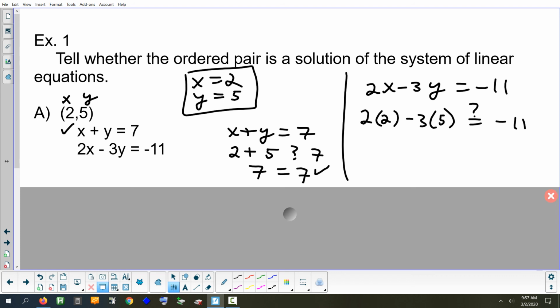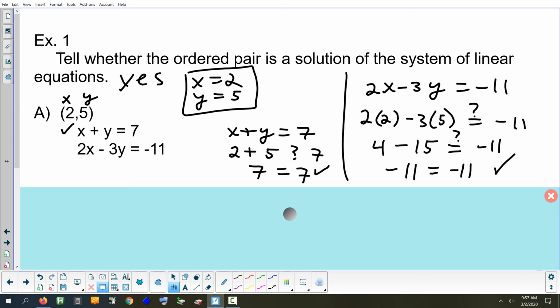And now we'll do it out. What's 2 times 2? 4. And 3 times 5 gives me 15. What's 4 take away 15? Negative 11. Yep. So, did that one work? Yes. So now we can answer the question. Is that ordered pair a solution? Yes. So the answer here is yes.